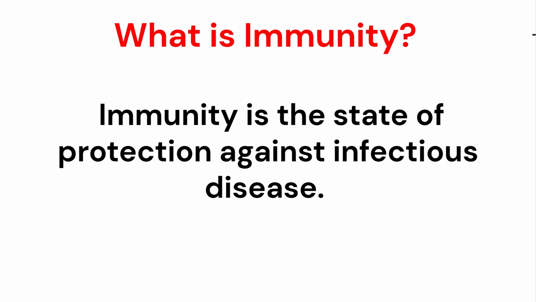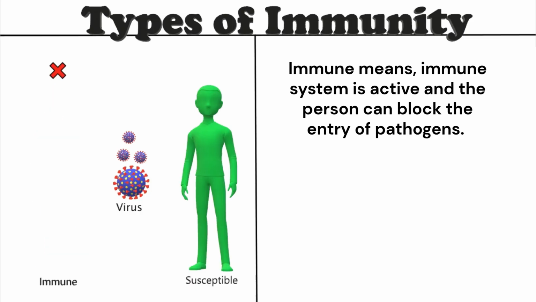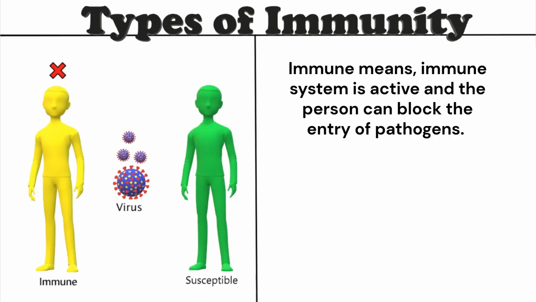Immunity is the state of protection against infectious disease. Let's see this example. Two people are there. One is immune and another is susceptible. What will happen if a virus attacks them? The immune person prevents the entry of the pathogen. Or even if it enters inside, he will kill it before it multiplies. As a result, the person remains healthy. This person is called immune.